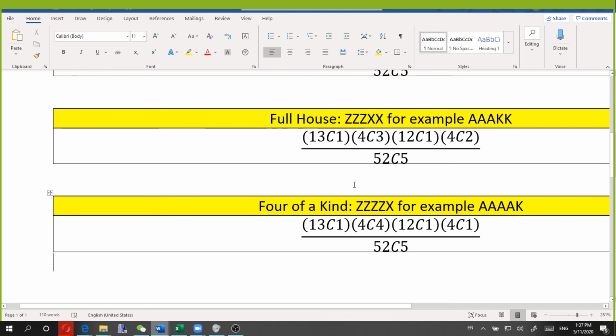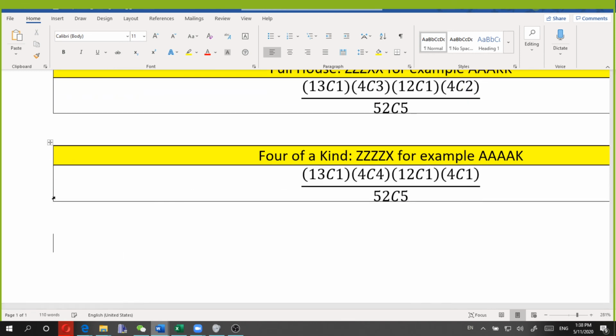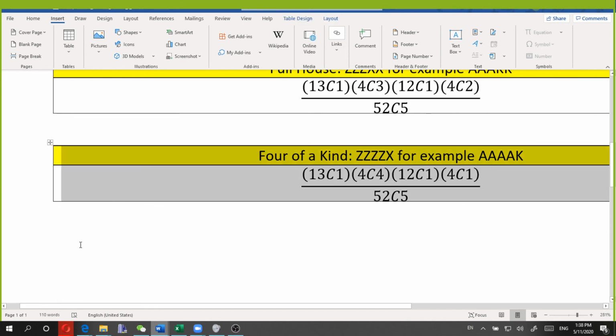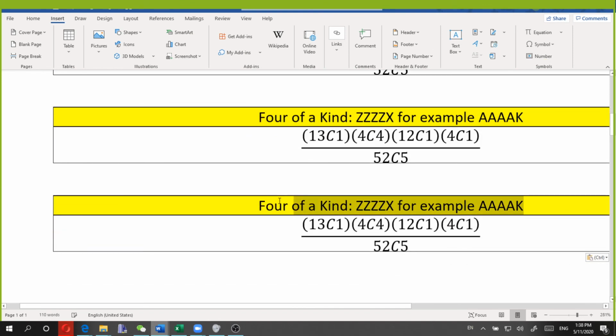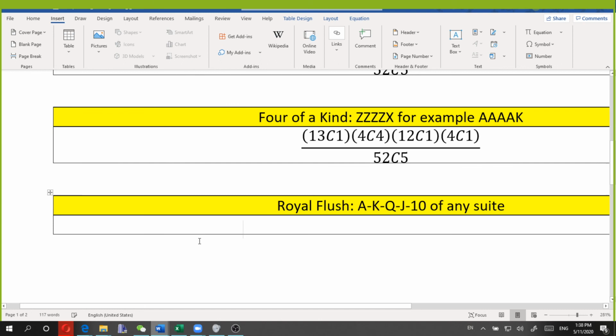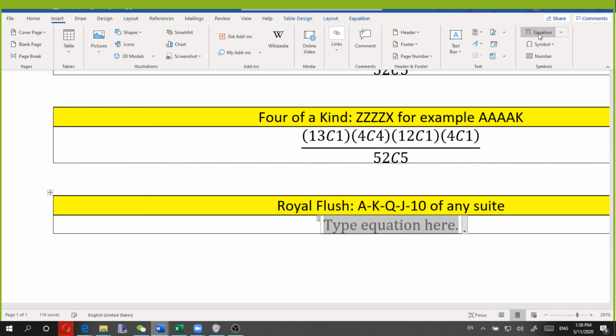Awesome. Okay, last one. Kelly, a royal flush is the best hand in poker. Let me do royal, American spelling. Okay, royal flush is an ace, king, queen, jack, 10 of any suit that you want. What do you think the probability would be?